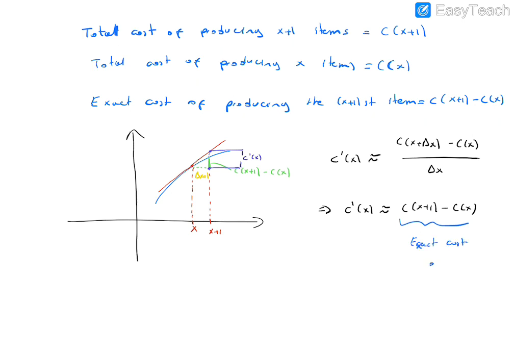So what that means is, the right hand side is the exact cost of the x plus first item. The left hand side is the marginal cost. So the exact cost approximately equals the marginal cost. If C of x is the total cost of producing x items, then the marginal cost function approximates the exact cost of producing the x plus first item. A similar statement can be made for the total revenue function and total profit function.